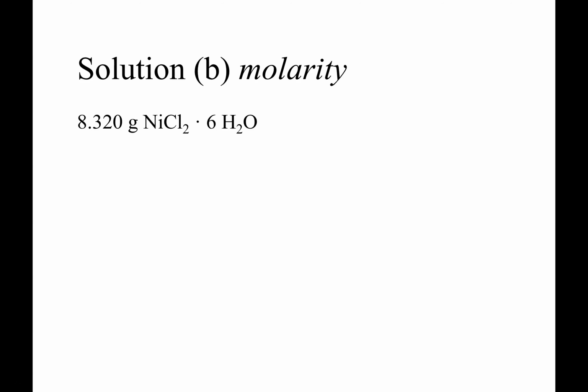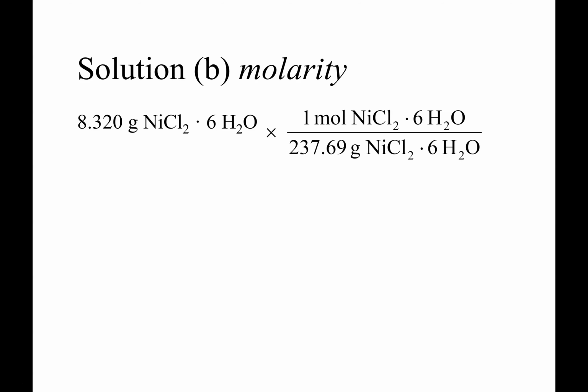I would usually put that over 1. And then I'm going to use the molar mass of the hydrated salt, which is 1 mole of NiCl2·6H2O over 237.69 grams of NiCl2·6H2O, just referring to the previous slide. And this is one of those where I'm going to truncate the problem here and plug that in my calculator. How many sig figs? Yep, 4 sig figs.